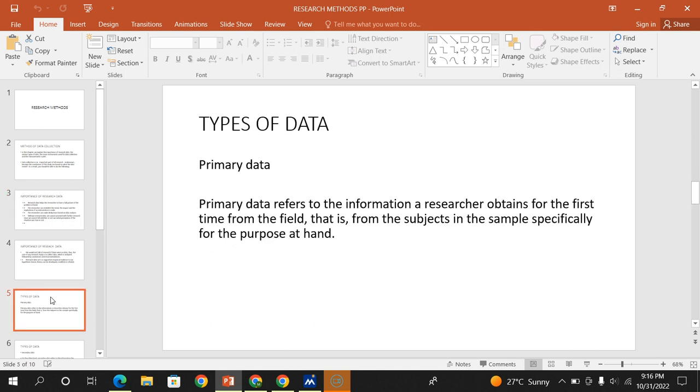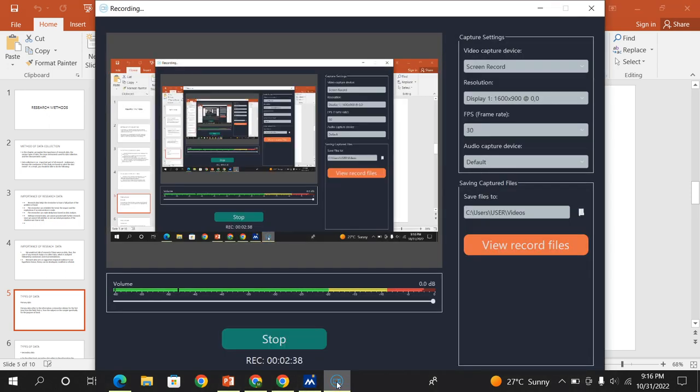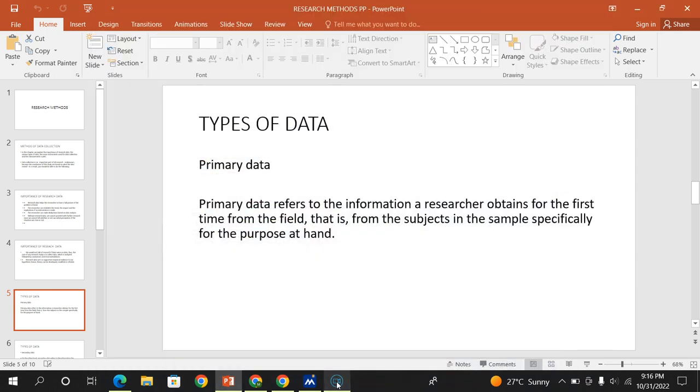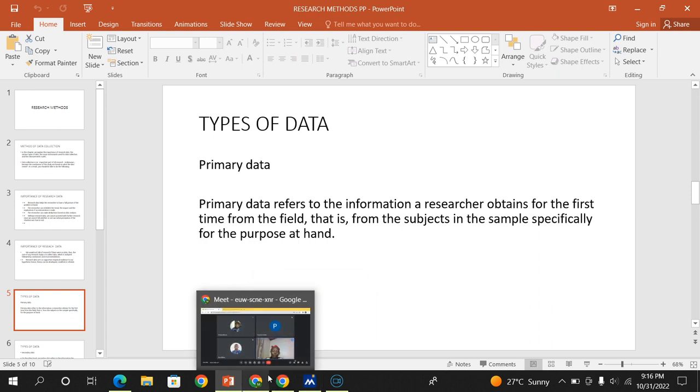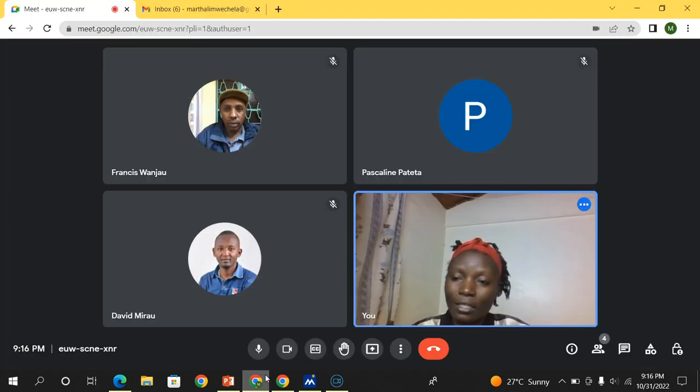Then we move to types of data. We have two types, that is primary data. Primary data refers to the information a researcher obtains for the first time from the field, that is, from the subject in the sample specifically for the purpose at hand. This is the information where you go to the field and obtain by yourself, not being told by anybody else.